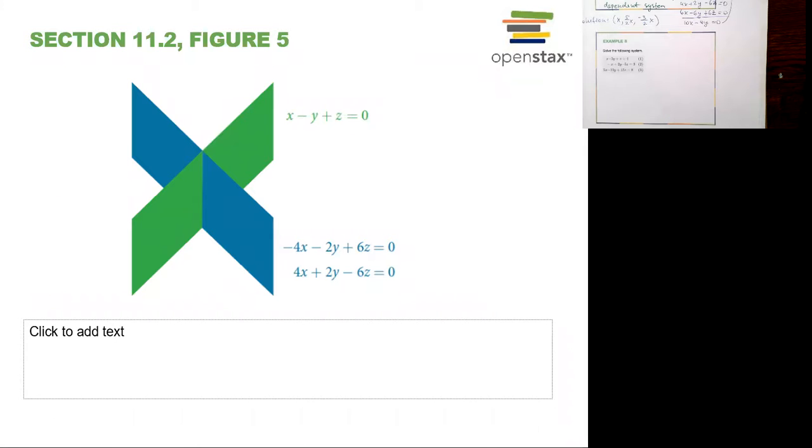This slide represents the solution to the system of equations that we just worked on. As you can see, there are two planes that coincide. It's the same plane. And there is another plane that cuts those two planes on one line. So these two planes have infinitely many common points, but when you consider the third plane, there's only a line that represents the solution set.